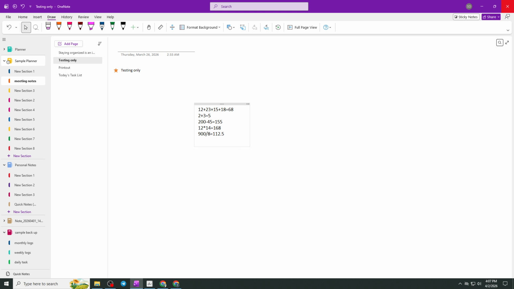Percentages using the percent sign, like 20% of 80 equals 16, and factorials with the exclamation mark, for example, 4 factorial equals 24. You can also create more complex operations by using parentheses to control the order of calculations.